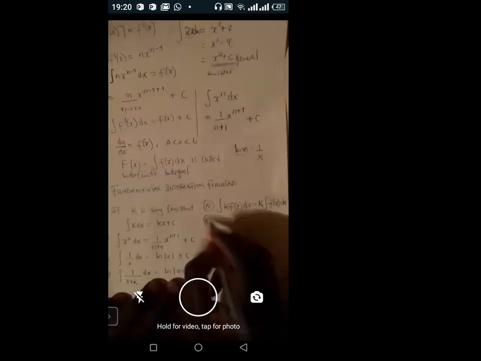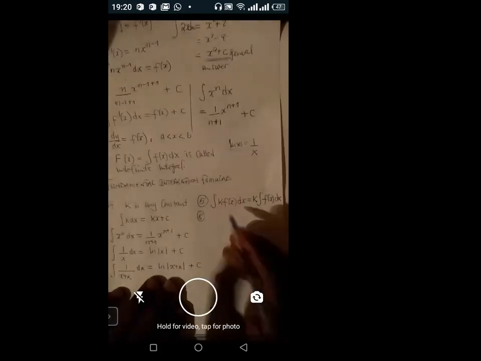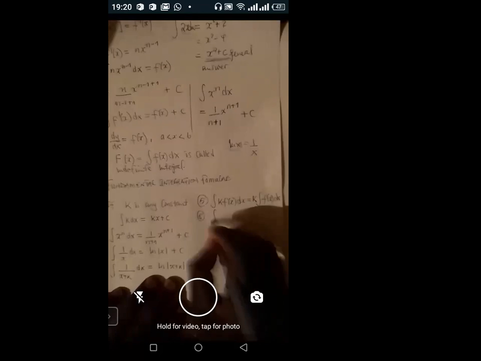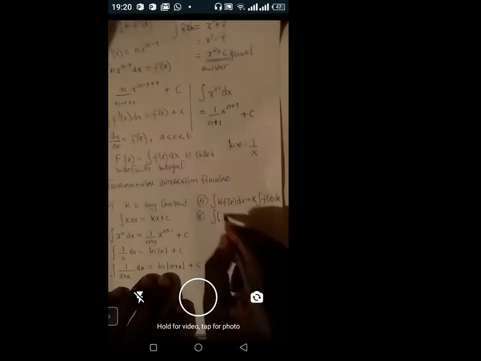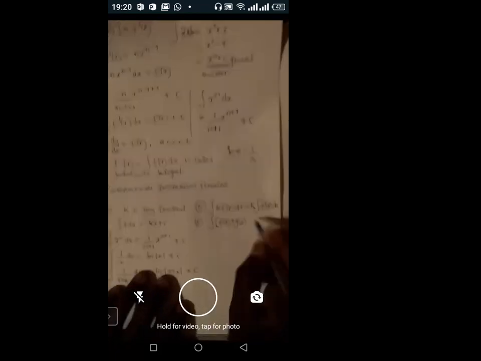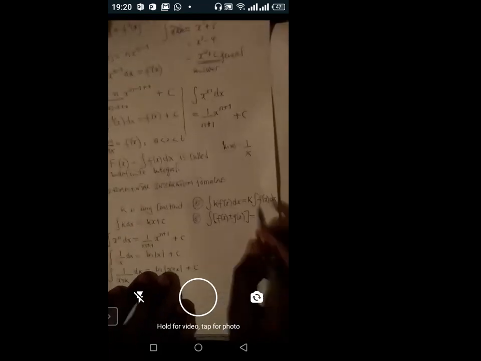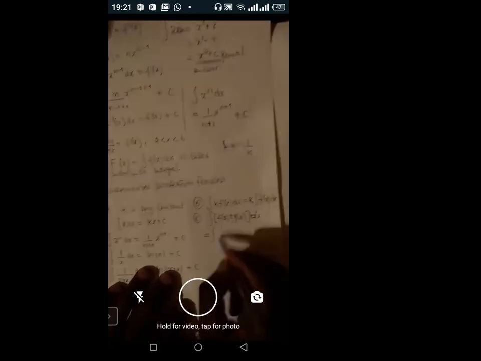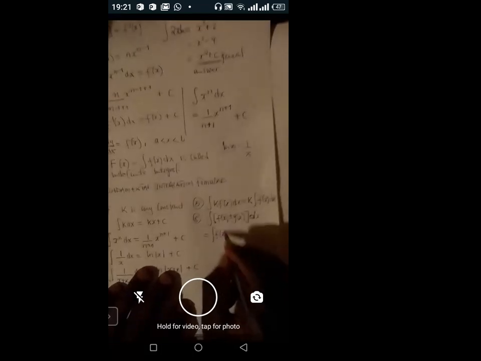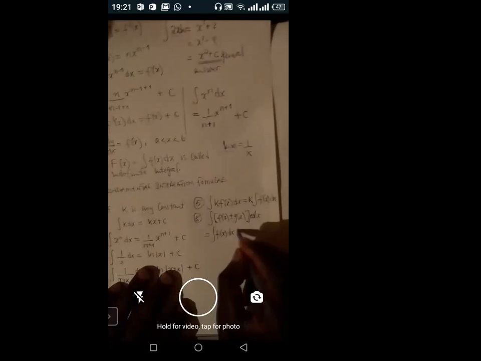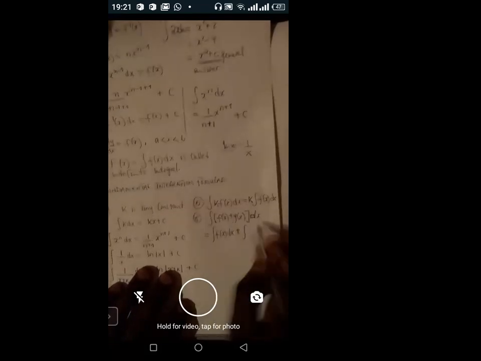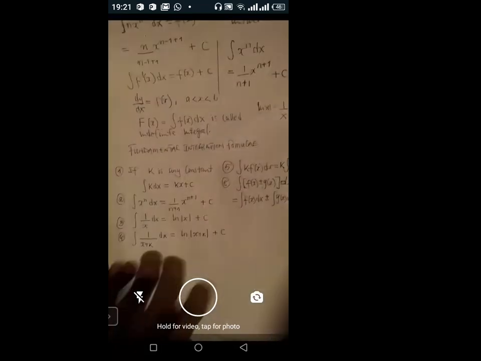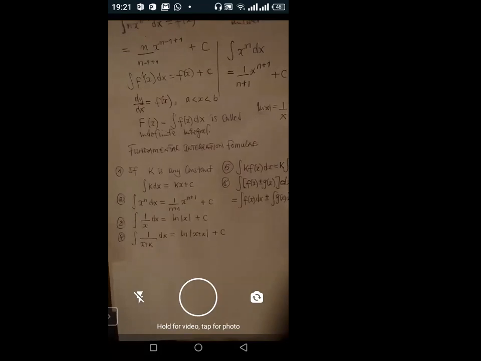Then you can also look at the sixth one. If you have the integral of f of x plus or minus some function g of x, then this is equal to the integral of f of x dx, plus or minus the integral of g of x dx. So those are some of the fundamental integration formulae that we're going to use throughout integration. Of course, we are going to look at various ways in which you can integrate a function. So let us look at examples.